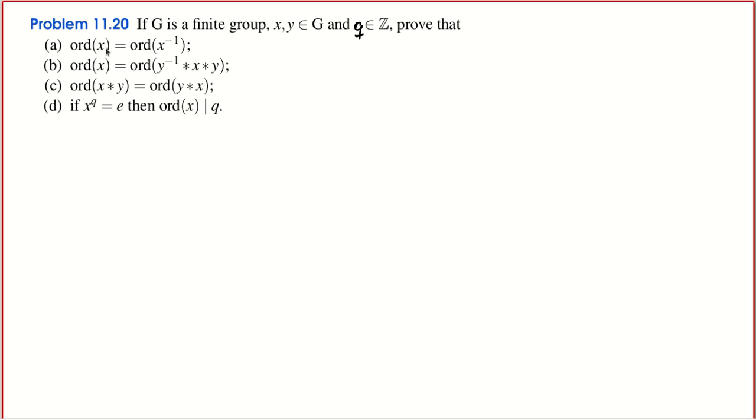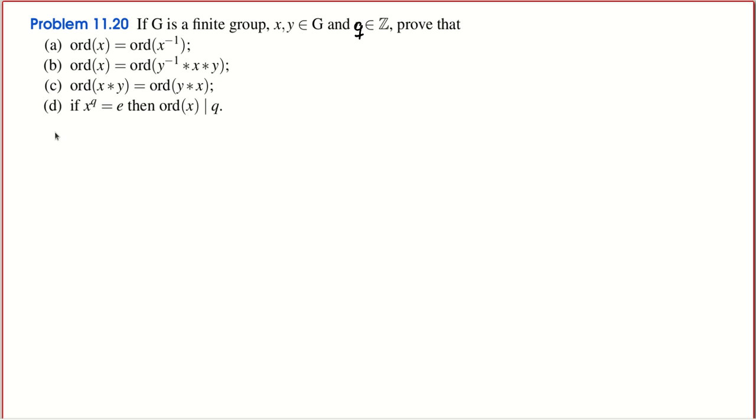The order of an element is the order of the inverse of the element. The order of an element x is the same as the order of this product of elements, where y is an arbitrary other element of G. The order of x times y and of y times x is the same. And if x to some power q is equal to the identity, then the order of x is a divisor of q, right? So we need to prove these properties.